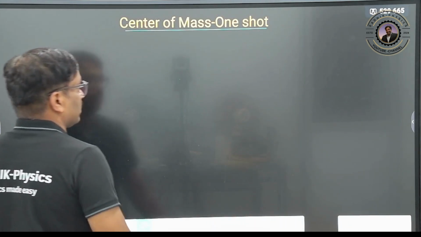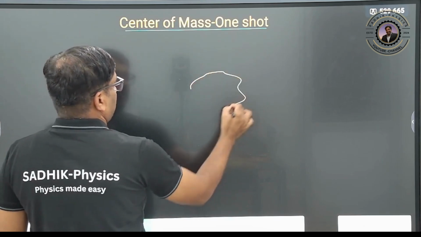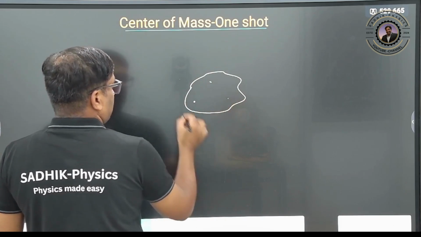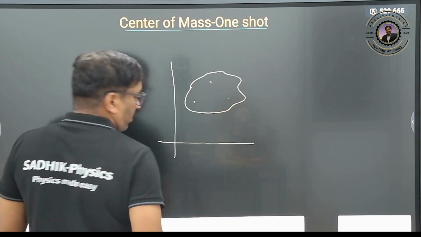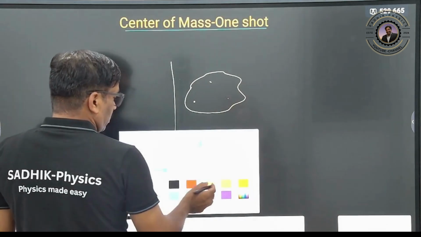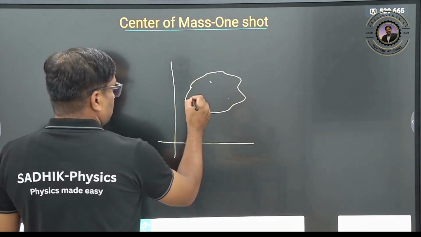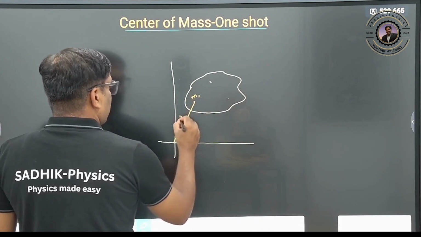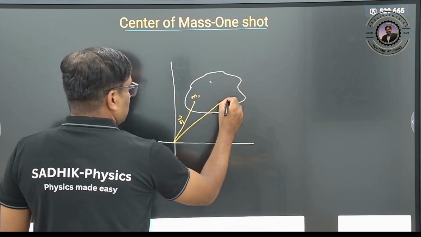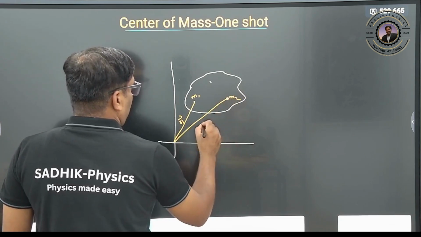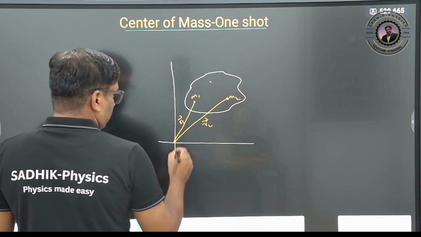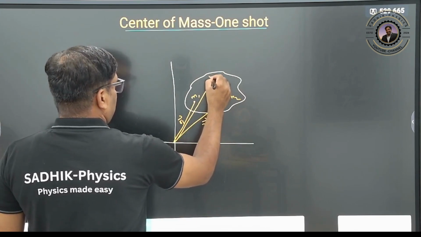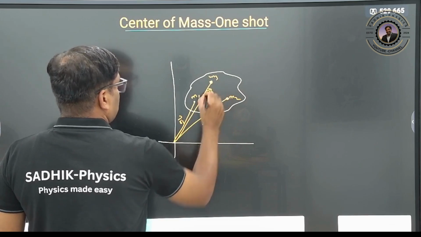First, let us go for the center of mass. Suppose there is one general object, and upon it some masses are there. Here you are taking one frame, and from here you are calculating the distance. This has mass m1, kept at a distance r1 vector. This has mass m2, with position vector r2. This is your mass m3, with position vector r3.